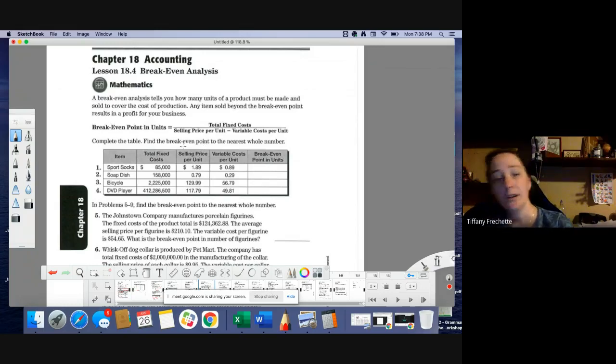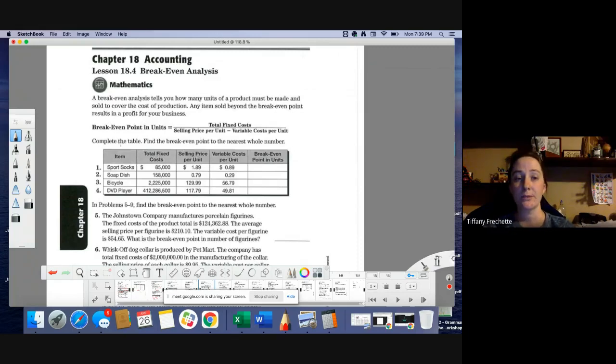So what we want to do on this one is find out what that point is. The break-even point, in units, equals the total fixed cost divided by your selling price per unit minus your variable cost per unit. So they're going to give us all of these pieces in this section.